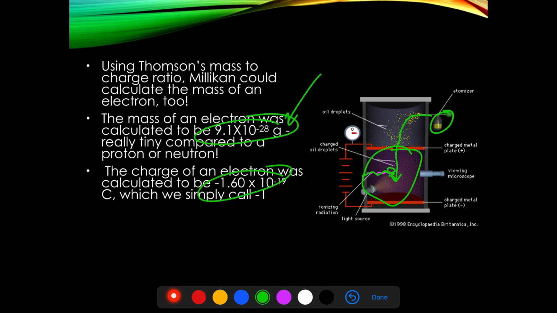Now, these numbers are going to be super, super small. The mass was 9.1 times 10 to the negative 28 grams. And your charge is going to be negative 1.6 times 10 to the negative 19. Now, these numbers you don't have to memorize. The big idea here is that these scientific notation numbers are super small. Just focusing on the mass, that negative 28 just means that there are 27 place values before you get the first number that pops up. So we're talking about really, really small quantities. Again, these numbers you don't have to memorize. We're going to simplify them later.